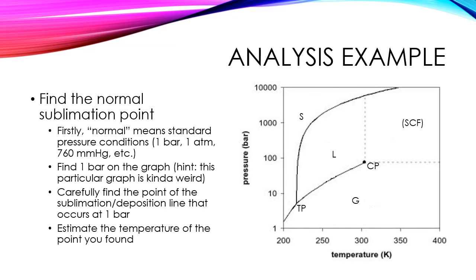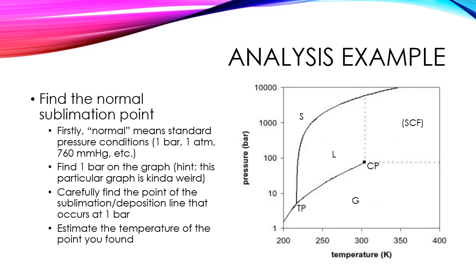So on this graph, we're going to be looking for 1 bar. So we look and we find 1 bar. Because of how the axis is set up, 1 bar is where the x-axis is, which means we are going to have to do a little bit of guessing about where the sublimation deposition line would continue to in order to analyze this one. So carefully find the point where you believe the sublimation and deposition line would continue on a little bit to that bottom left until it reaches 1 bar, the x-axis.